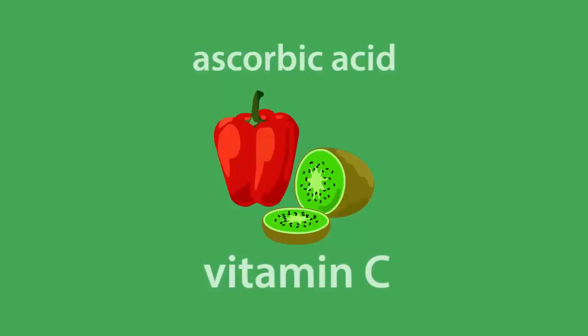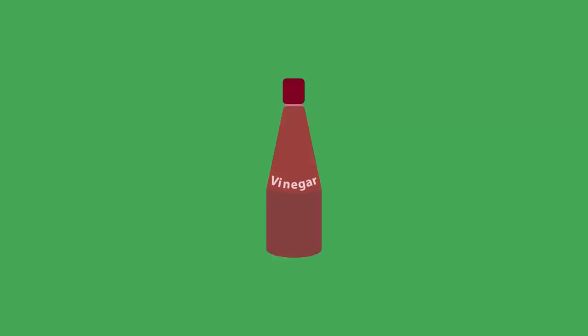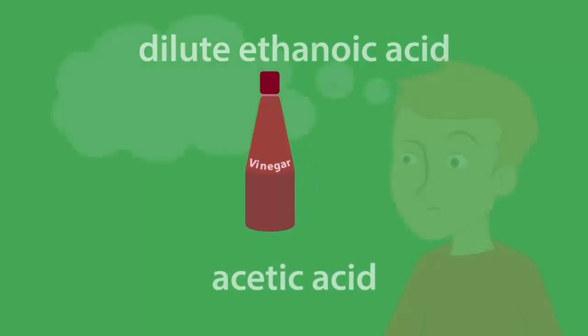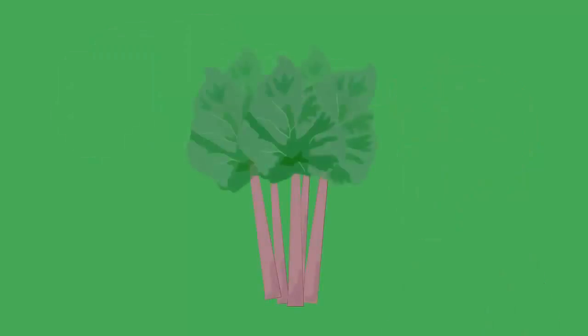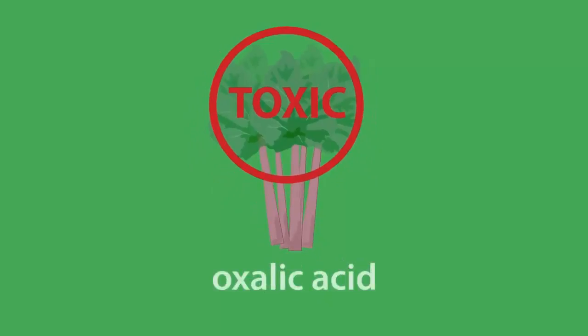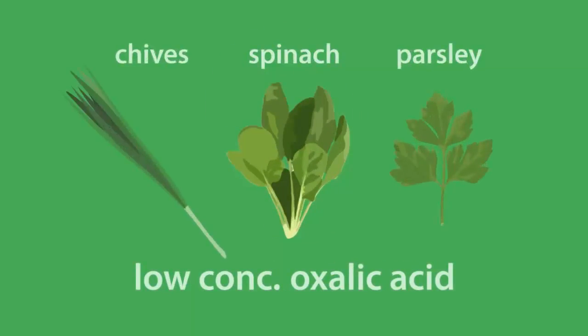Another food item that you may be familiar with is vinegar. Vinegar is a very dilute solution of ethanoic acid, also known as acetic acid. Like citrus fruits, vinegar has a very distinctive sour taste. Rhubarb leaves are toxic because of a high concentration of oxalic acid. Oxalic acid, however, is still found in low concentrations in spinach, parsley, and chives.